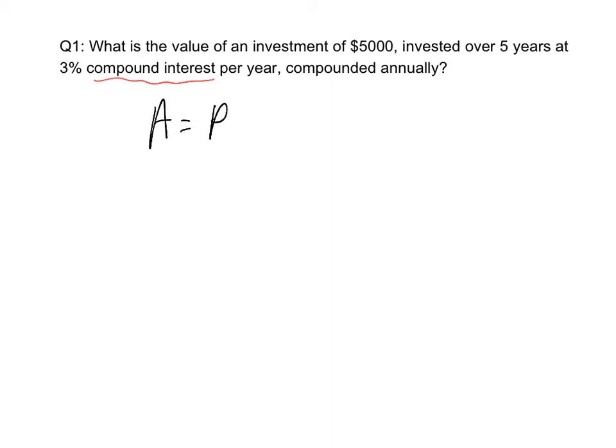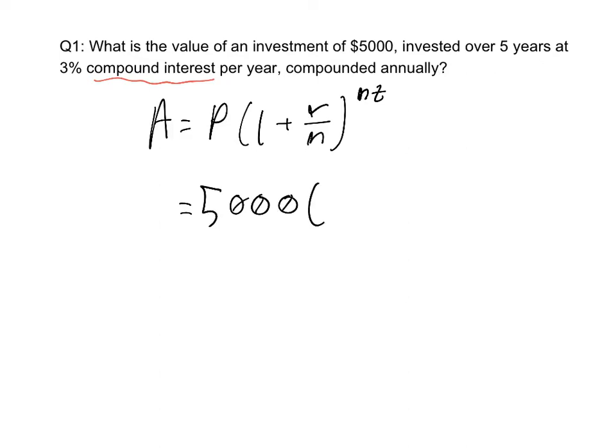So A equals P times (1 plus r over n) to the power of n times t. Principal, the amount of the initial investment, is $5,000, so we're going to set P equal to 5,000. 1 plus, so we have r, the rate of interest as a decimal. We have 3%, so that's going to be 0.03.